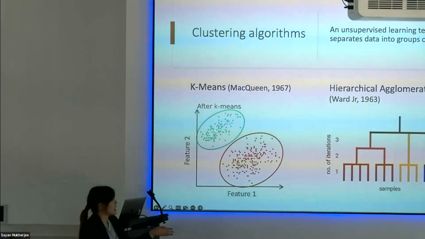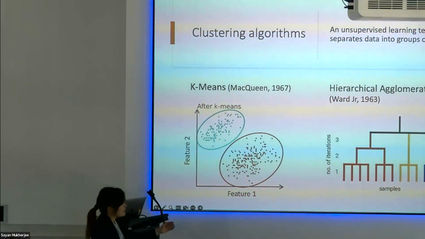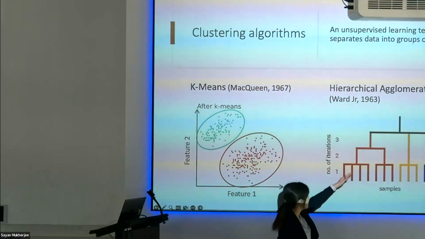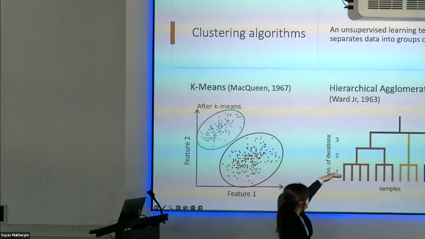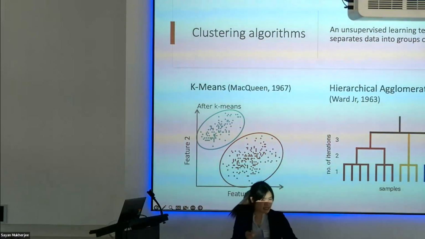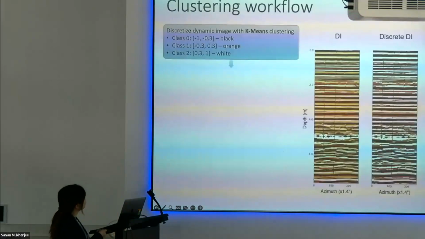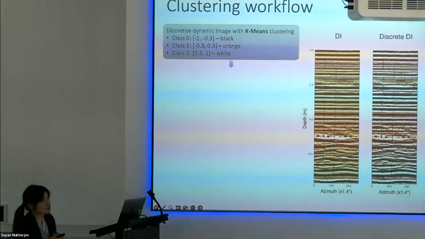After hierarchical clustering, we can get a tree-like structure showing the merging process. By cutting this tree at different levels, we can get different numbers of clusters. And here's the detailed description of our clustering workflow.